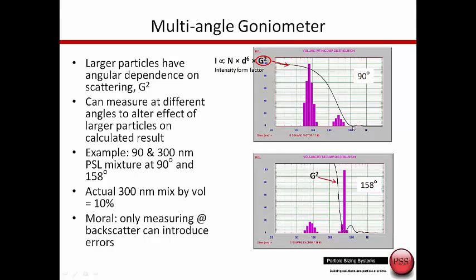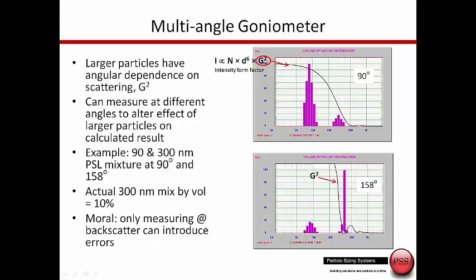And when you hit a minima with the intensity form factor, then there could be an error in the calculation of the size distribution, especially when we're converting it to a volume distribution. What you see at 90 degrees, the form factor hits here, and we get a very accurate result. We know that this mixture is about 10% by volume of 300 nanometer PSL. But when we measure in the backscatter direction, we actually see there is a minima right here where we're trying to measure the particles, and this creates a large error in attributing the correct volume percent at 300 nanometers.